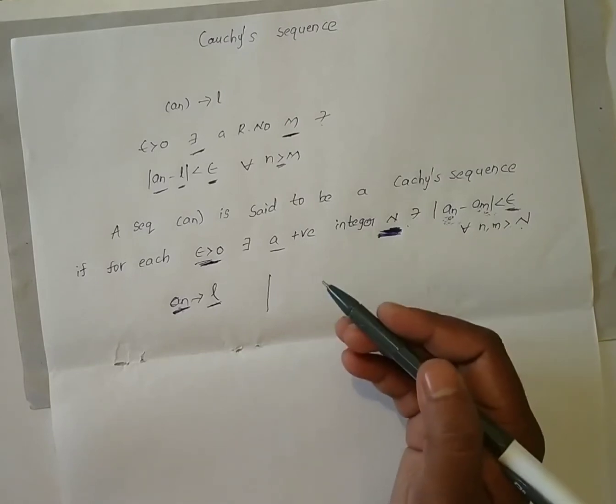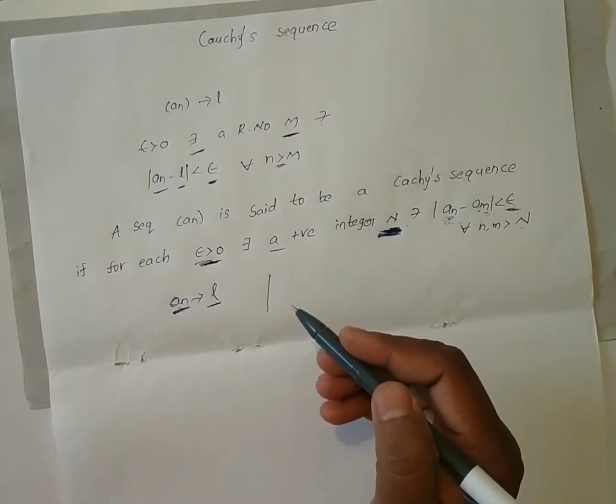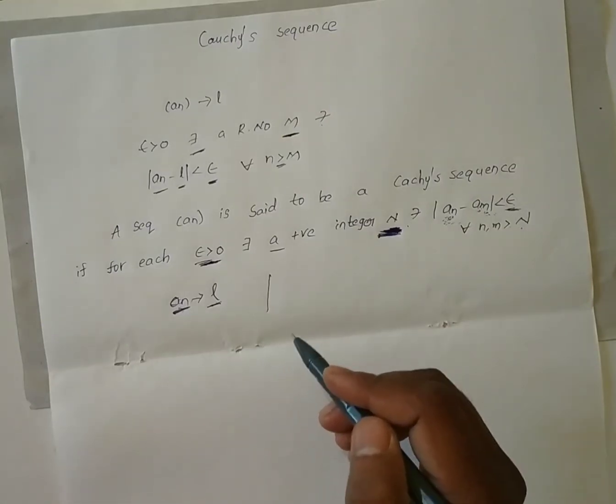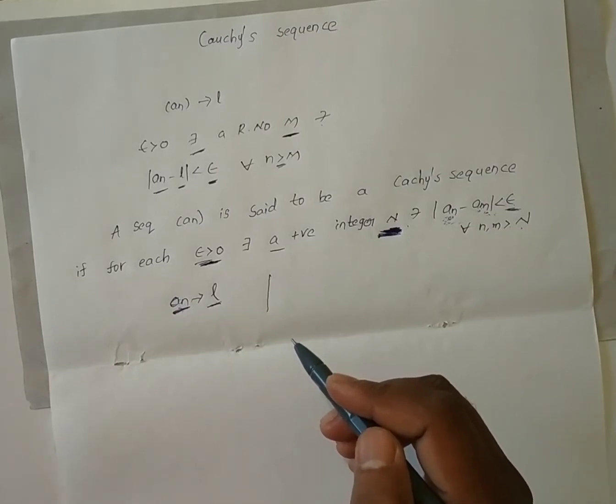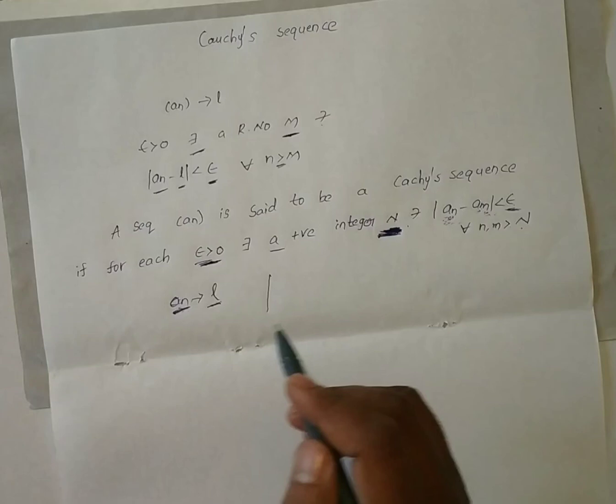Convergent sequence is nothing but a relation between a sequence and a limit point. Cauchy sequence is nothing but a relation between two terms of the sequence. Okay, clear? So just remember the definition of Cauchy sequence. Okay, no problem, don't worry.